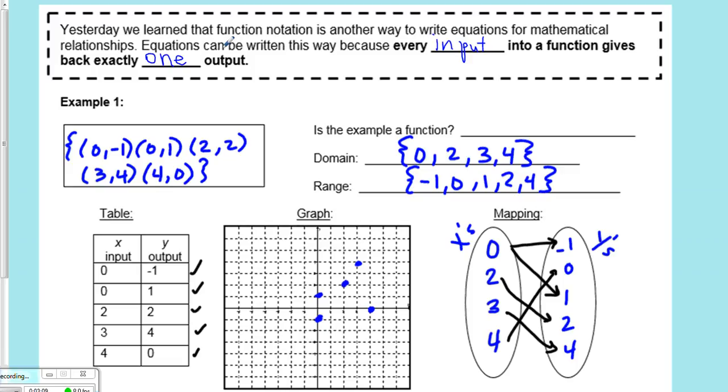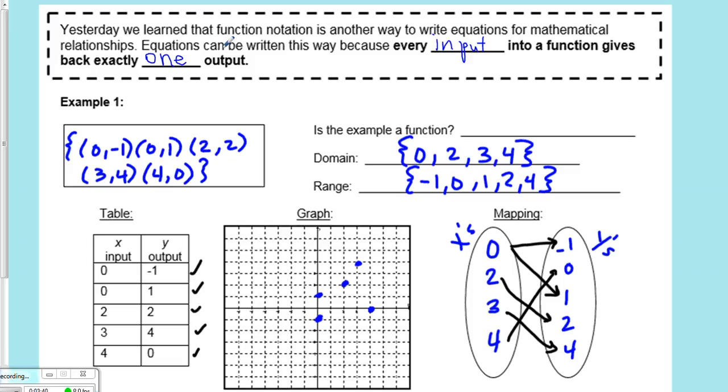Okay, now that we have everything filled out except for the actual question, let's talk about the definition one more time. The definition of a function is every input gives back exactly one output. Okay, so input. What do I mean by input? Obviously, I mean x's, right? Every x gives back only one y. Okay, so let's just play a little game here. If I say the input is 4, what's the output? Y'all would say 0. If I say what's the output if my input is 3, you would say 4.